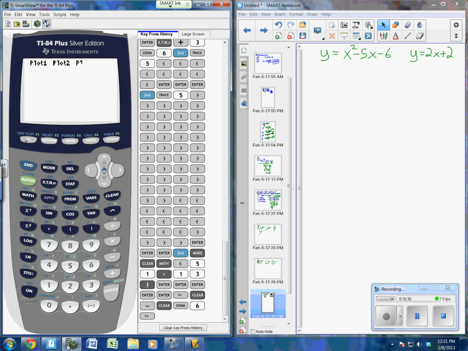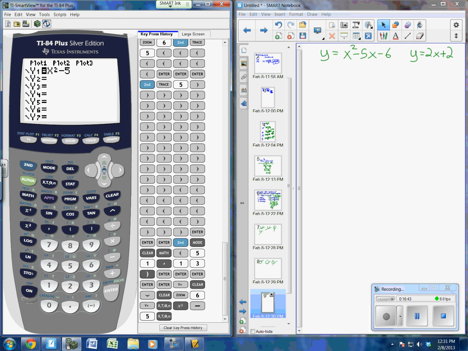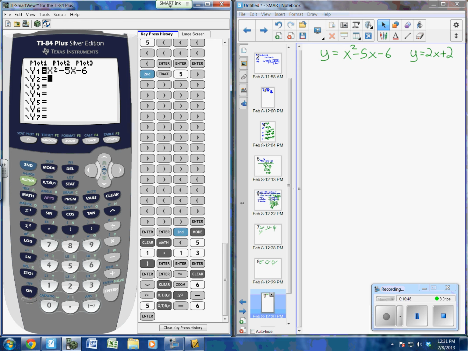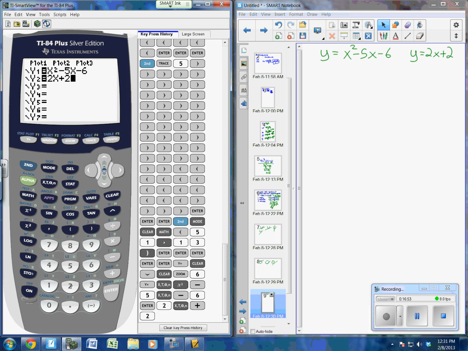Now hit your y equals again, and let's type in these two equations. x squared minus 5x minus 6, and also 2x plus 2. And hit graph. We've already got a standard window, so you can just hit graph. How many times are they intersecting? Okay, twice. How many do we see on the graph? Once. But we know they intersect somewhere up here, don't we?